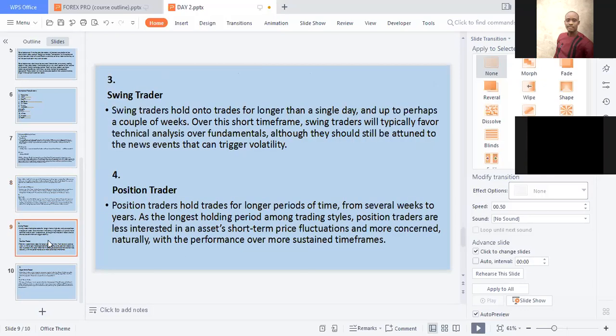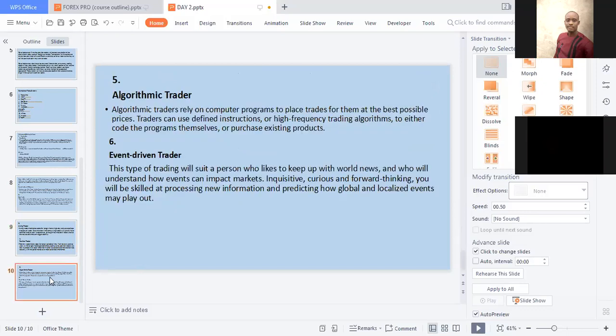Swing traders are traders that hold trades for a very long time. They can hold them for a couple of weeks. This is what I cannot do. For me to hold a trade for weeks, I'm putting myself into big trouble. How? When swap fee starts coming in, the loss is increasing, swap fee is increasing, I'll get frustrated. And watch out, most times those accounts go bust. Position traders are traders that hold for long periods of time, from a few weeks to a few years.